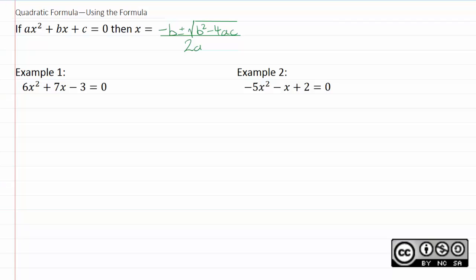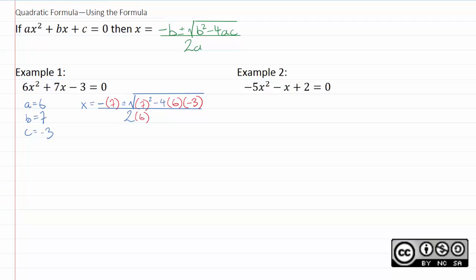So for example 1, we have 6x squared plus 7x minus 3 equals 0. In this case a equals 6, b equals 7, and c equals negative 3, and we'll just plug them in. Now remember that you do need to use parentheses when you substitute numbers in. I'll just put 7 where b is, and then we'll have plus or minus the square root. We put 7 in again because 7 is b. We square that and subtract 4 times a times c. Well, a is 6 and c is negative 3. And now we just divide that by 2 times a, which is still 6.